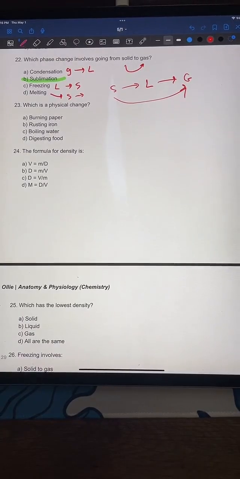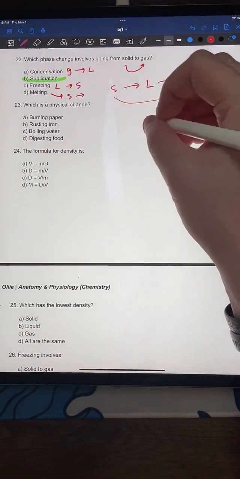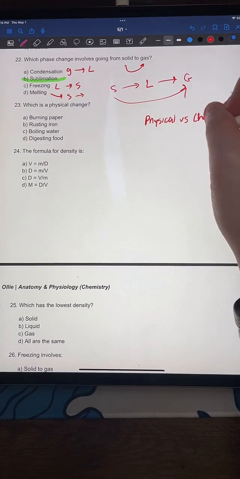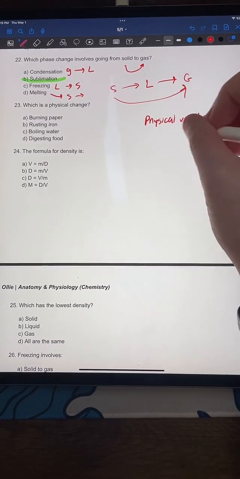Number 23, what is a physical change? So we have physical versus chemical changes.